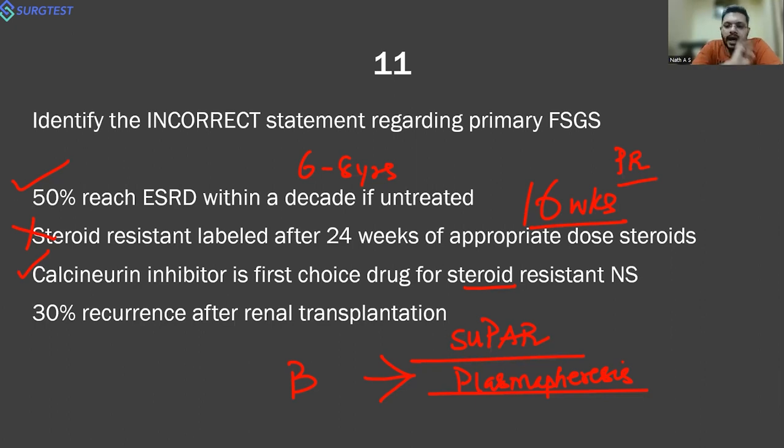That is an MCQ. And number two, plasmapheresis basically means you are removing plasma and then giving new plasma to the patient. You are removing plasma from the patient because there is some antibody which you want to remove. And that antibody is SUPAR in this case. That's what I wanted you to remember.